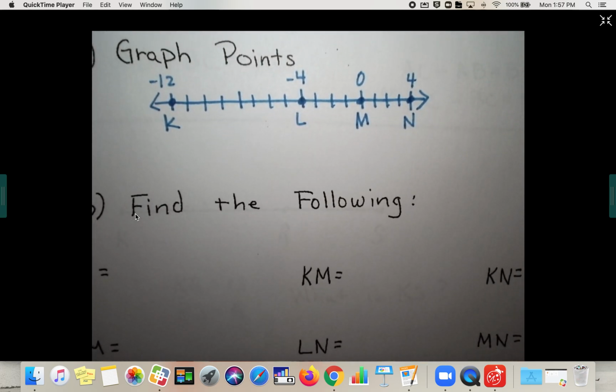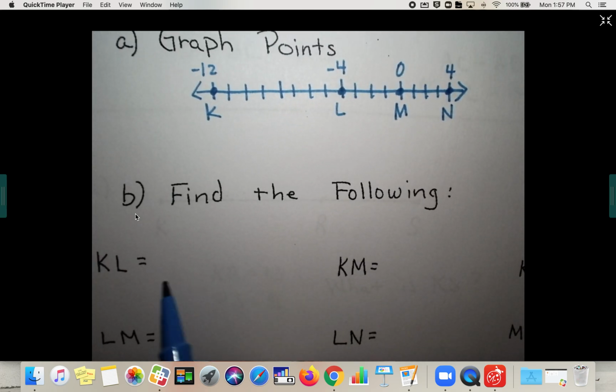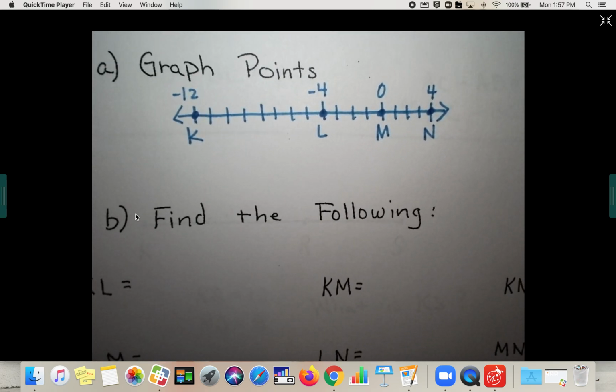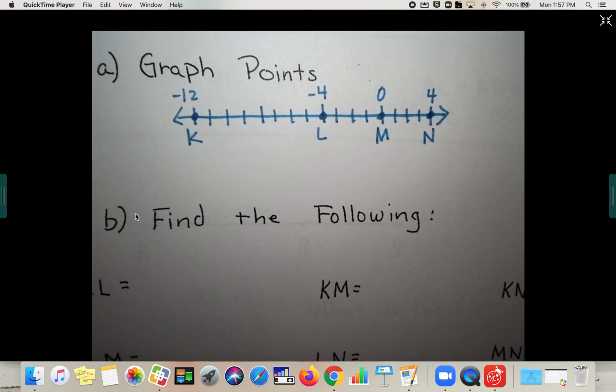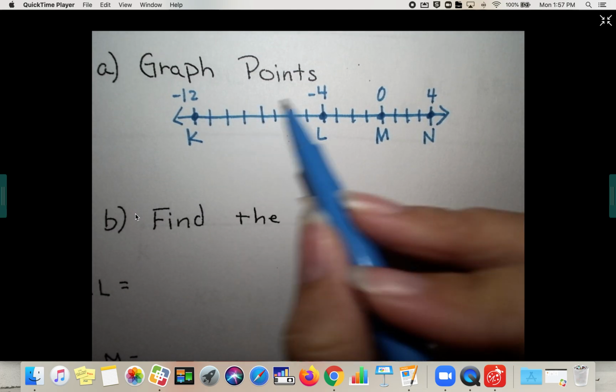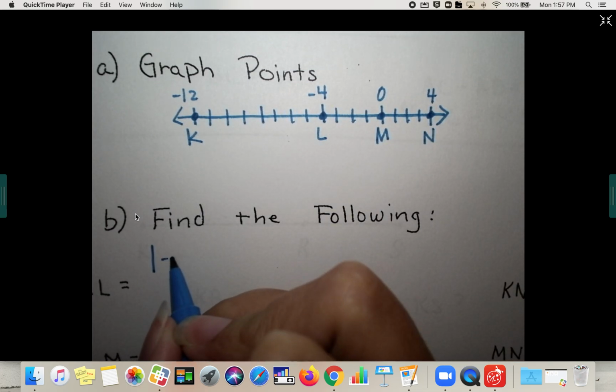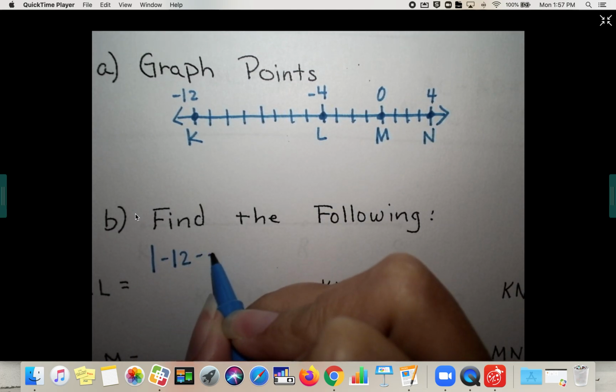All right, so let's find the following. The distance from K to L. So on a number line, you can just count it. So K to L is however many that is, or you can do negative 12 minus negative 4.